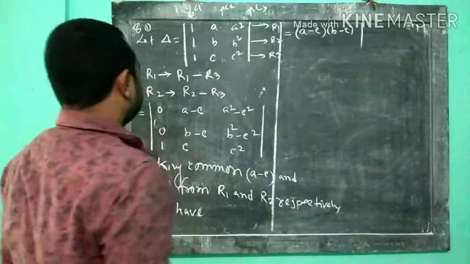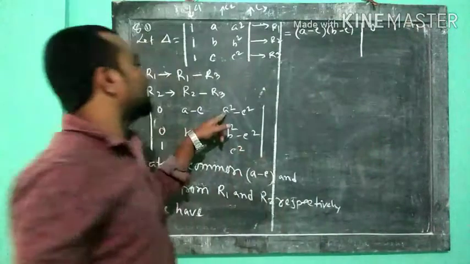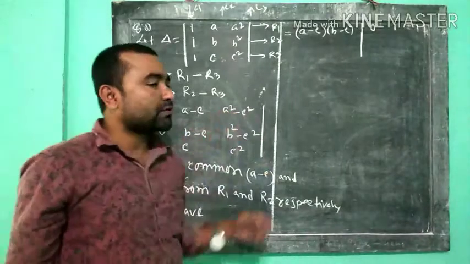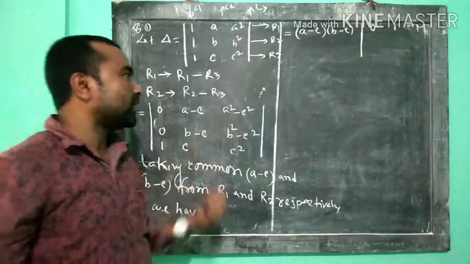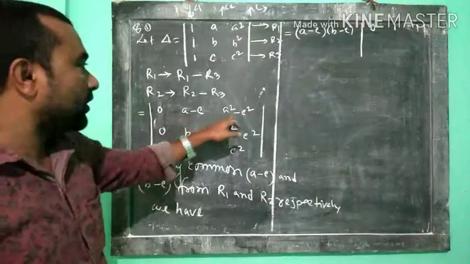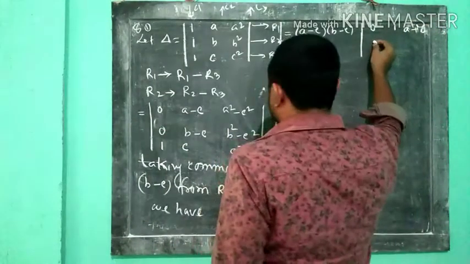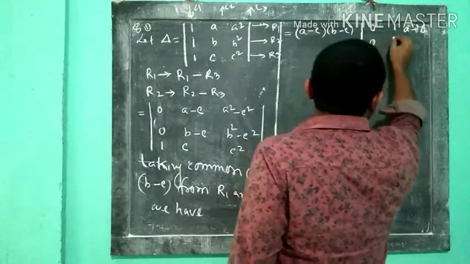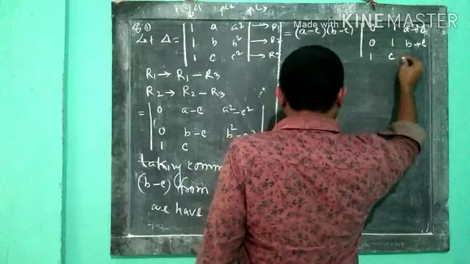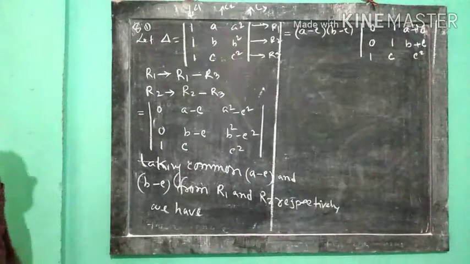The determinant is: 0, 1, 0, 1. Here, A square minus C square is like the a square minus b square formula. After breaking the formula, it is (a plus c) into (a minus c). But we are taking common a minus c, so the remaining is a plus c only. So this is also 0, 0, and this is 1. Here is b plus c. The third row is the same: 1, c and c square.